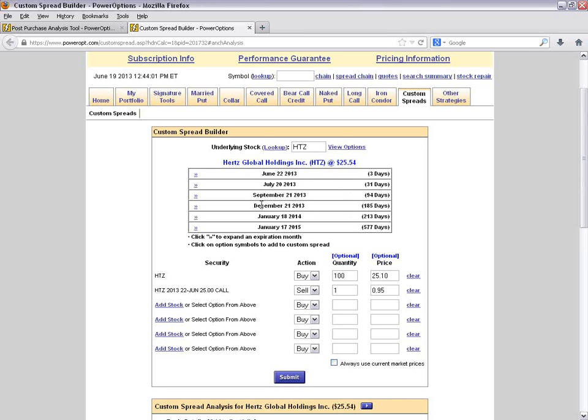I could roll out to December if I wanted to go really far out in time. But another question you might have is, what would happen if I'm more, we saw the rolling up to the 20, or rolling to the same strike, the 25, or rolling up to the 26 on HTZ in the rollout opportunities. But what if I'm a little concerned about the market?